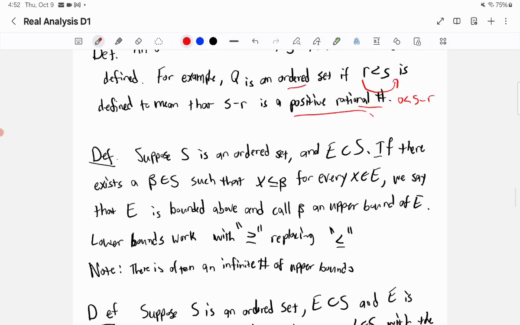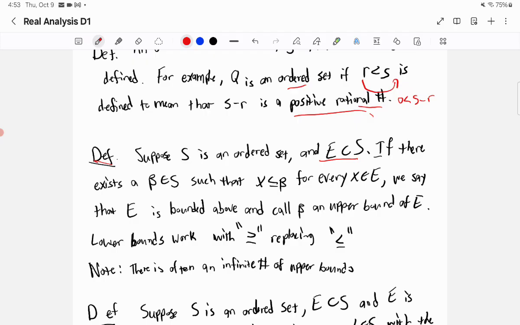Now, suppose we have another definition. Suppose S is an ordered set. Okay, so we already have figured out a way of ordering the rational numbers. And we also have that E is a subset of S. So we have some set that is a subset of S, which means that all of the elements of E are also in S, right? Every element in the set E is also in the set S. Great.